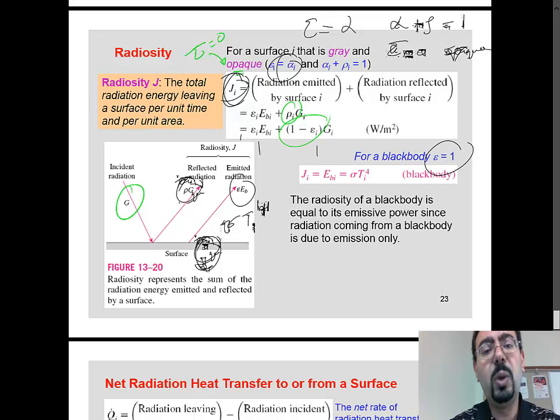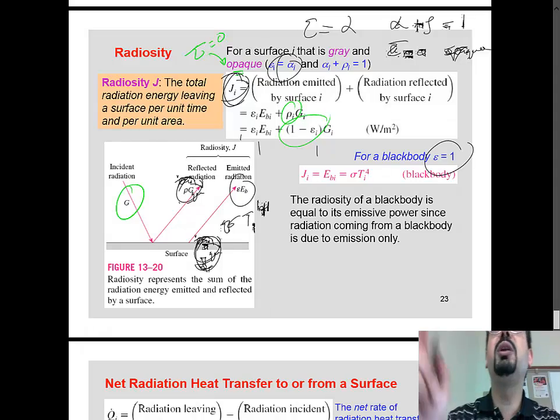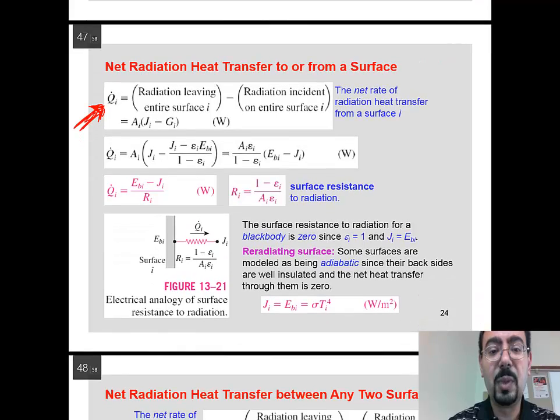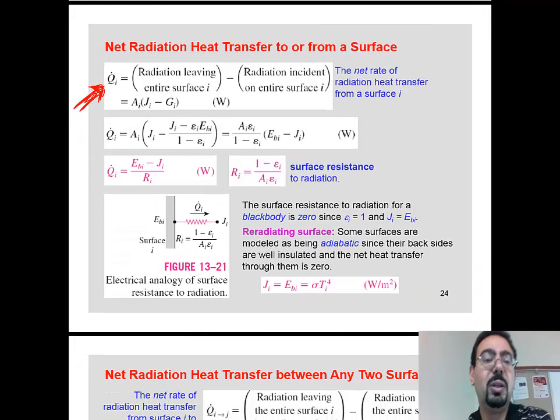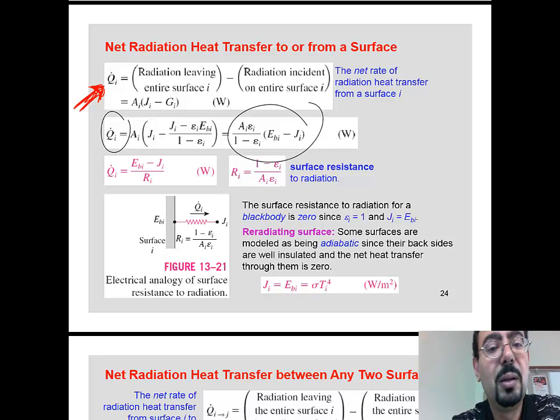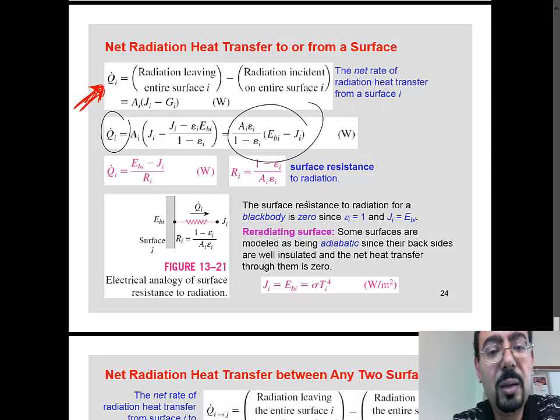So what if it's not a black body? Then it will reflect some. So here is what happens when you are not a black body. The Q leaving you for a non-black body will end up being this. I'll show you the proof in a second. So Qi is Ai epsilon i over 1 minus epsilon i, times EBi minus Ji.